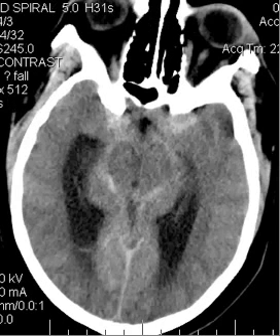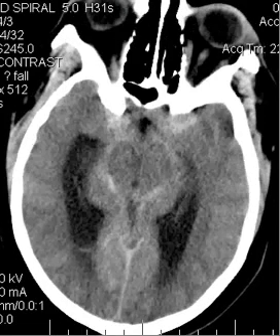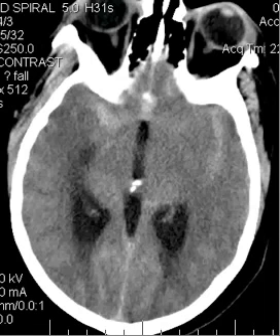Let's see, go up a little bit higher. Here we are again. There's the interpeduncular system. You have high attenuation material, and that's blood, hemorrhage, in the quadrigeminal cistern, and the lateral parts of which are sometimes called the ambient cistern.